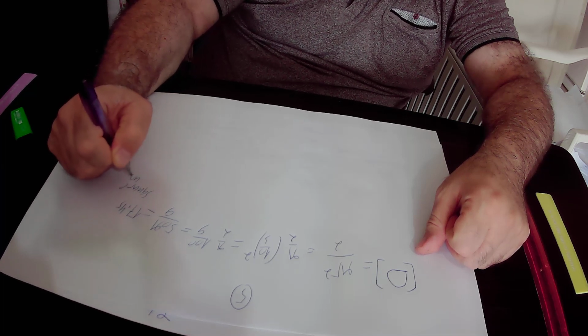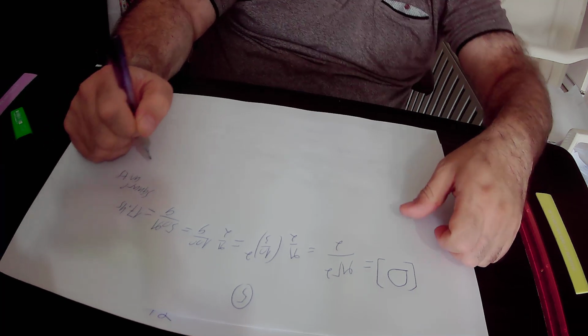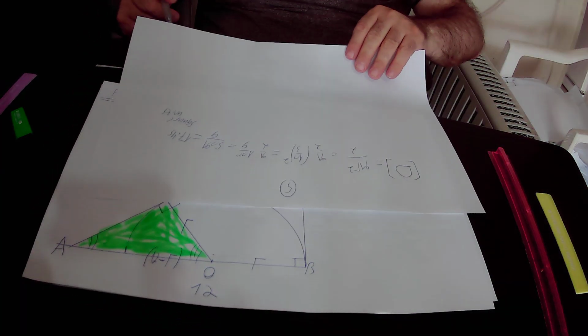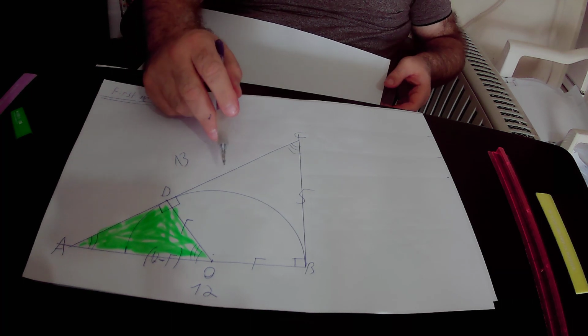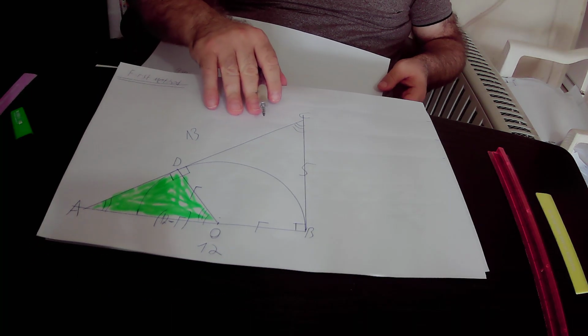Okay, we finished with the first method. In the next step, I will present to you how to find out the area of this semicircle according to a second method.